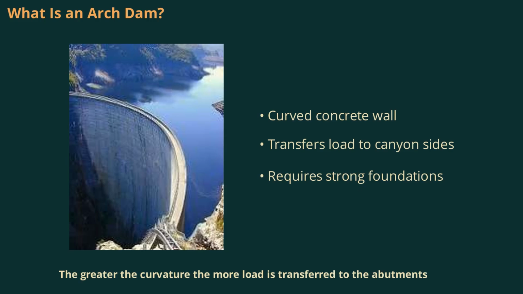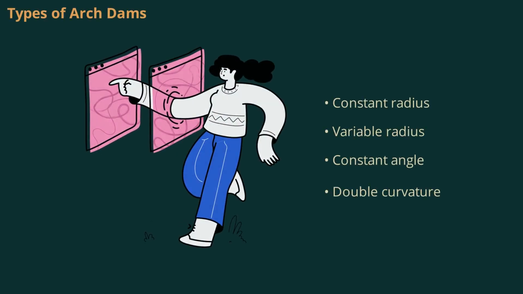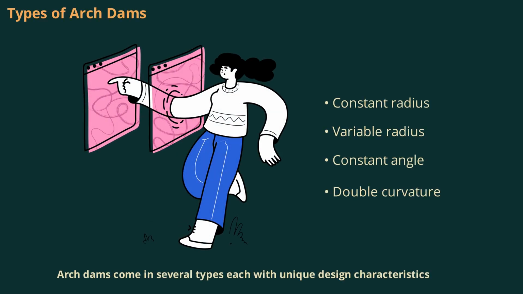The greater the curvature, the more load is transferred to the abutments, resulting in a thinner, more economical structure. However, constructing an arch dam requires strong, stable foundations and advanced engineering skills. Arch dams come in several types, each with unique design characteristics. The main types include constant radius arch dams, variable radius arch dams, and constant angle arch dams.